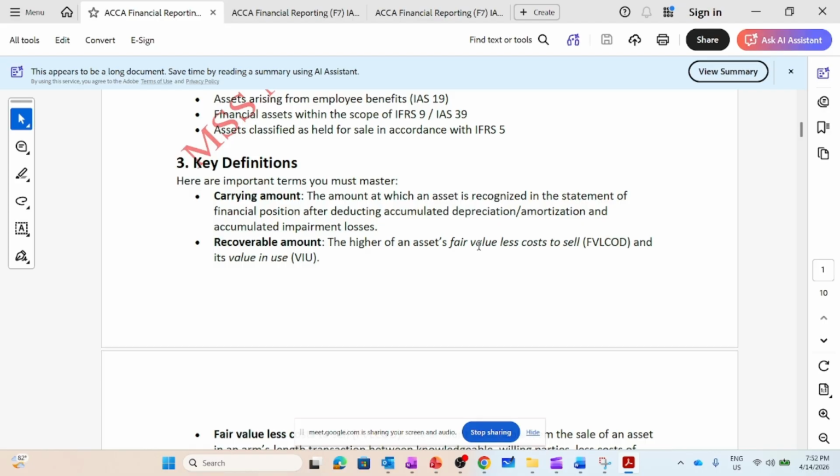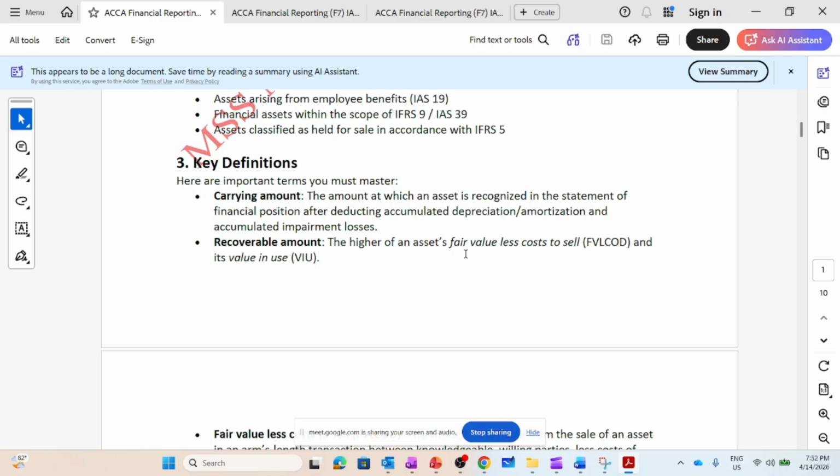Now, obviously the company will incur some costs to ensure that the process of selling the asset is finalized. So if that is the case, the cost that we are going to incur to support the sale of this particular asset, we are going to deduct from the fair value. So the fair value less cost to sell is the fair value minus any cost that we are going to incur to support the transaction.